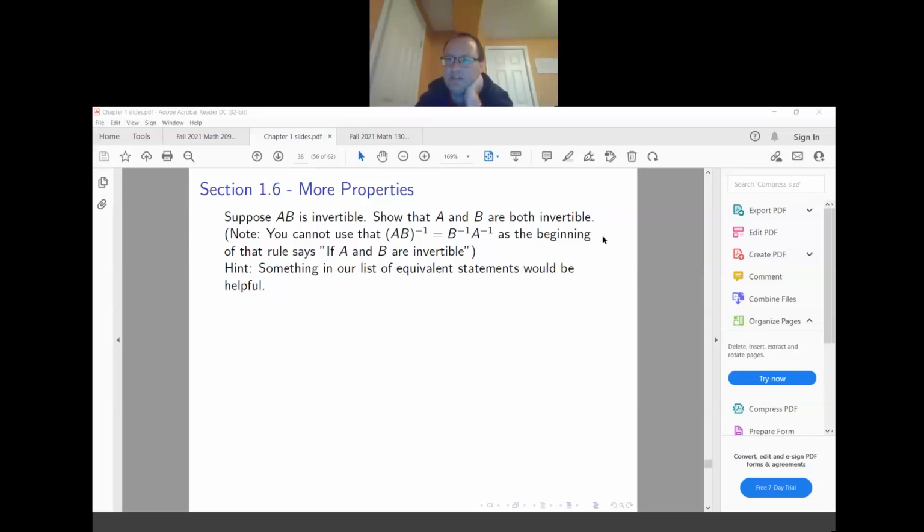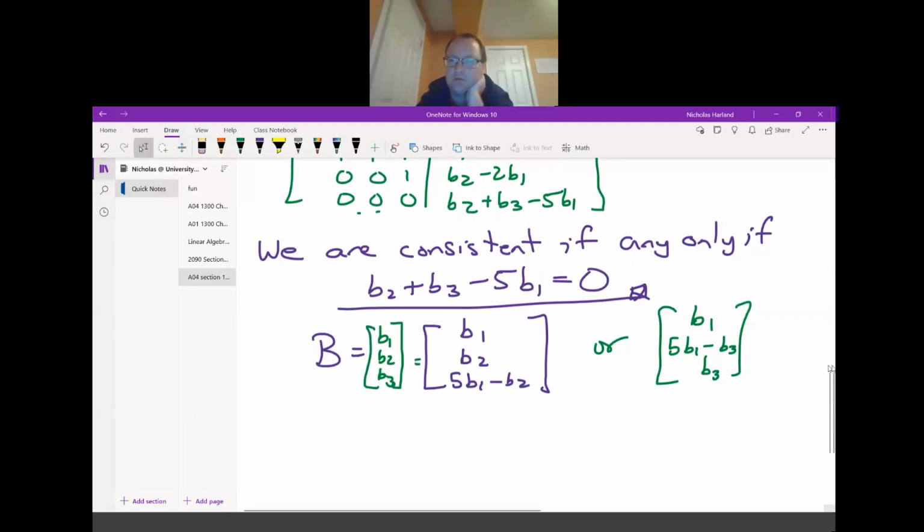I'm not sure what you mean by solve for the B2. I'll go back to the question for those of you who are here. I'll write down the question here.